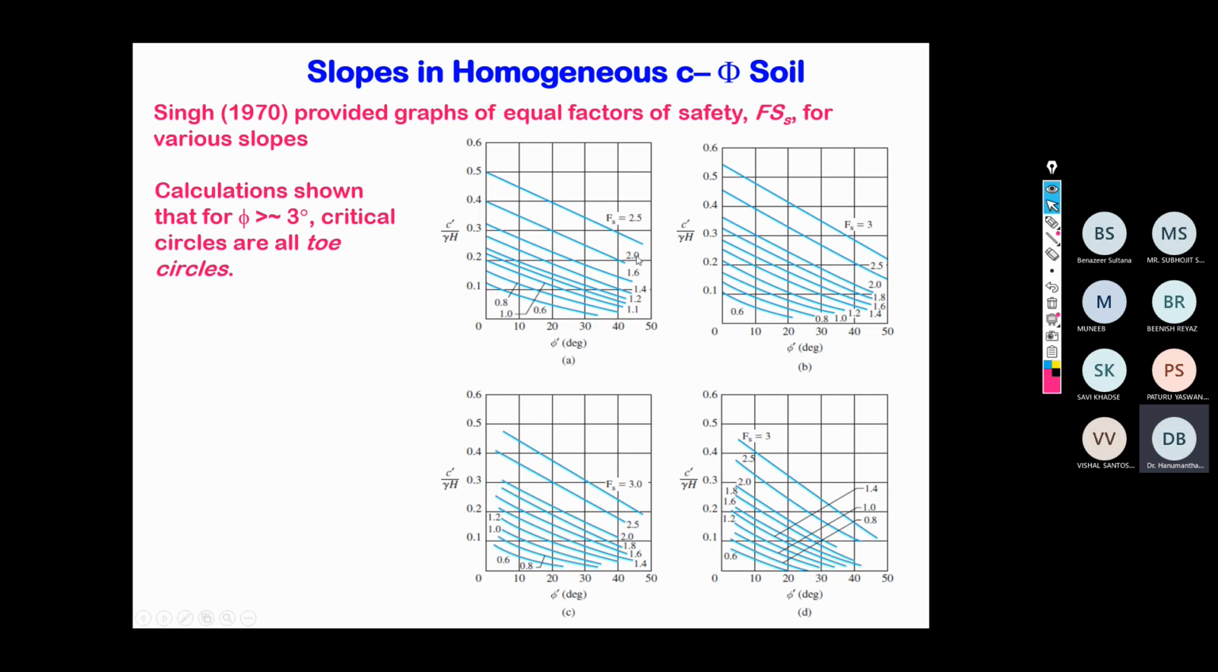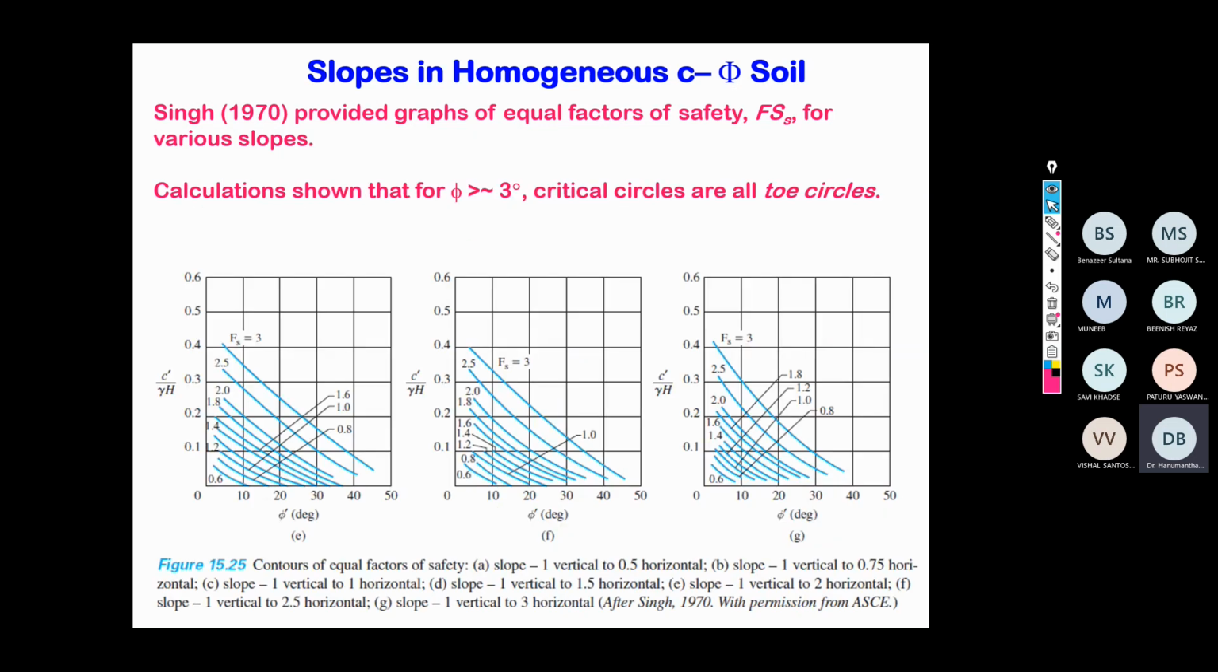Either you can use these graphs or the original graphs. Both are welcome, and both should give you the same value. This is the further contribution by Singh. It is in fact a simplification of Taylor's chart. There is nothing else.